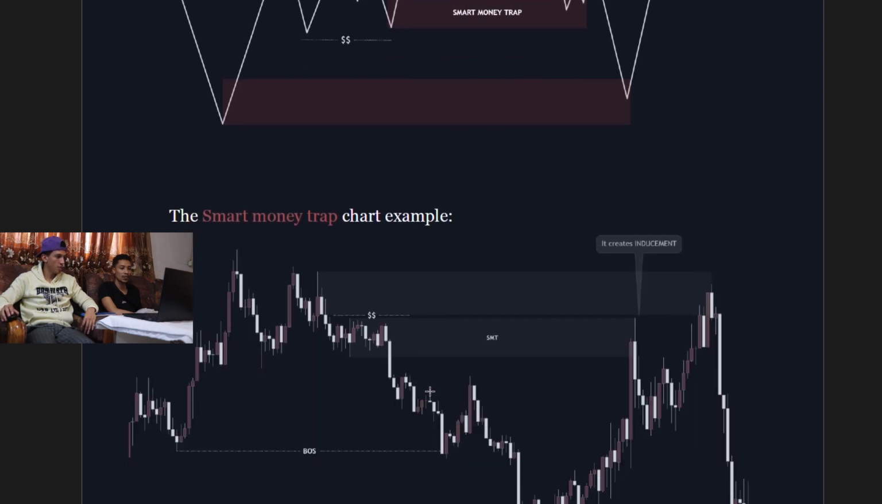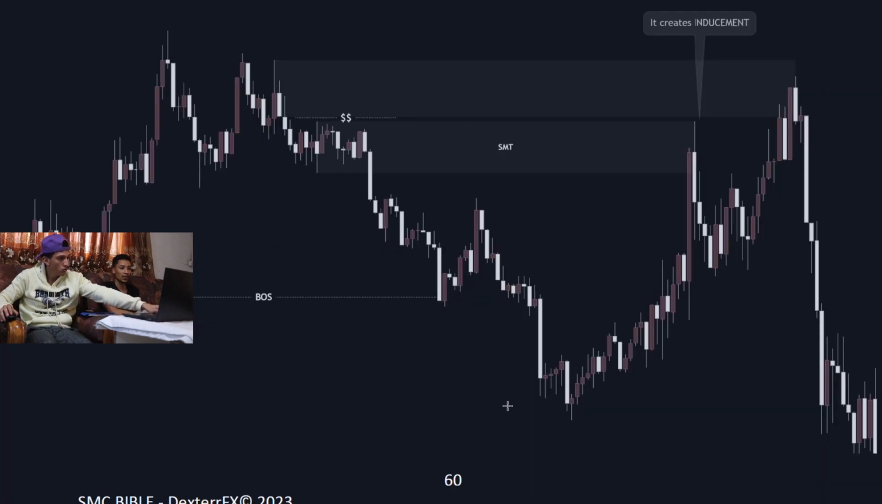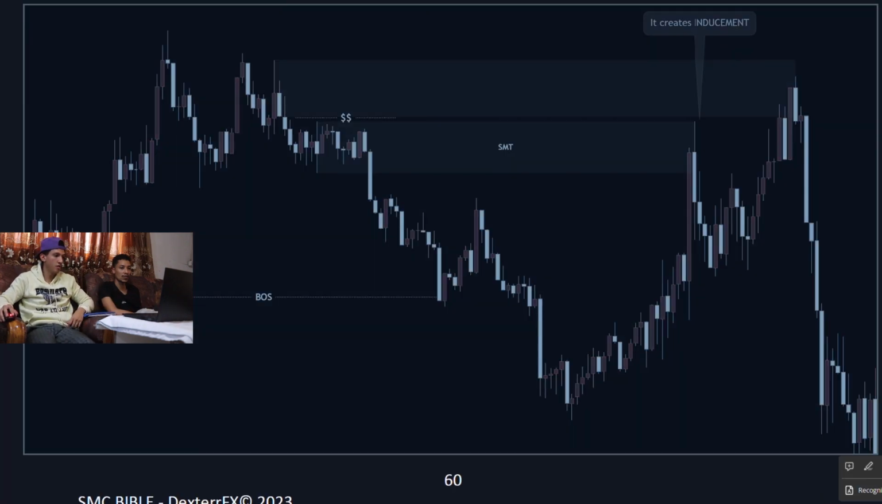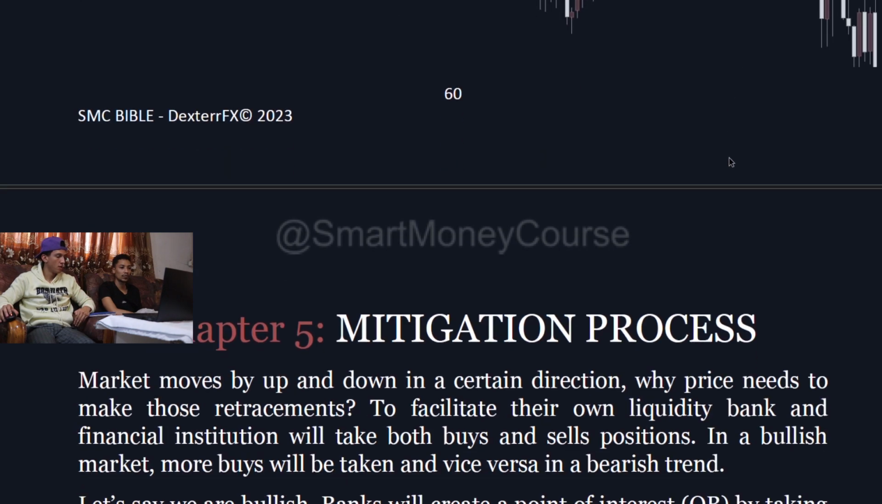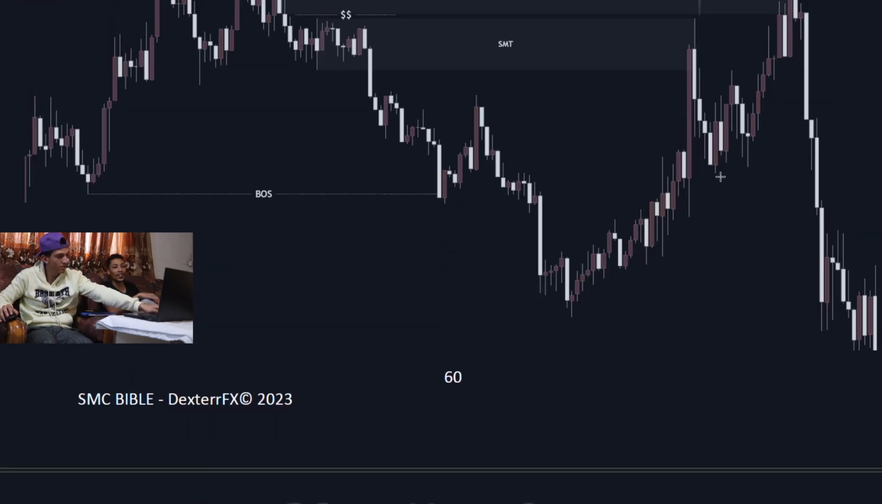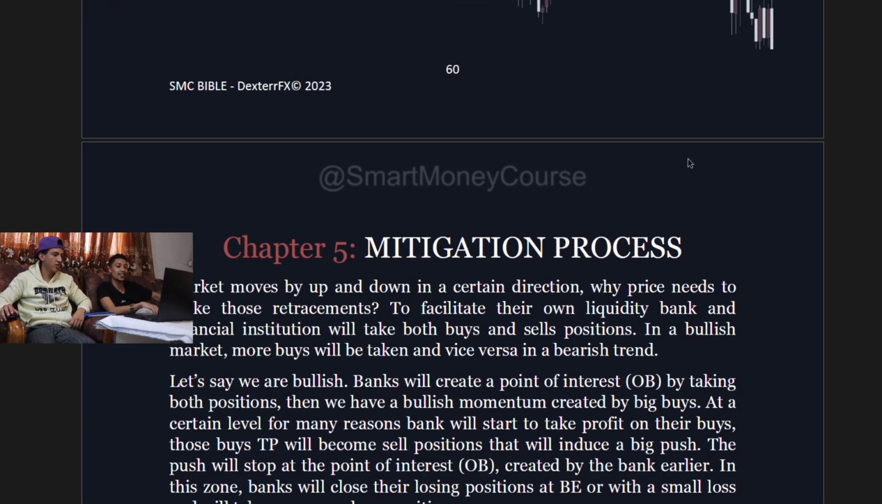For the smart money trap chart example, I would like to do this because you can see it better. Here we can see you have your BOS, sell side liquidity, your smart money trap, which is here, and then here's your actual zone. You might have an entry, but your stop loss is here, always one above your order block. Then you get stopped out. And that's basically the chapter. So I think mitigation is the process.